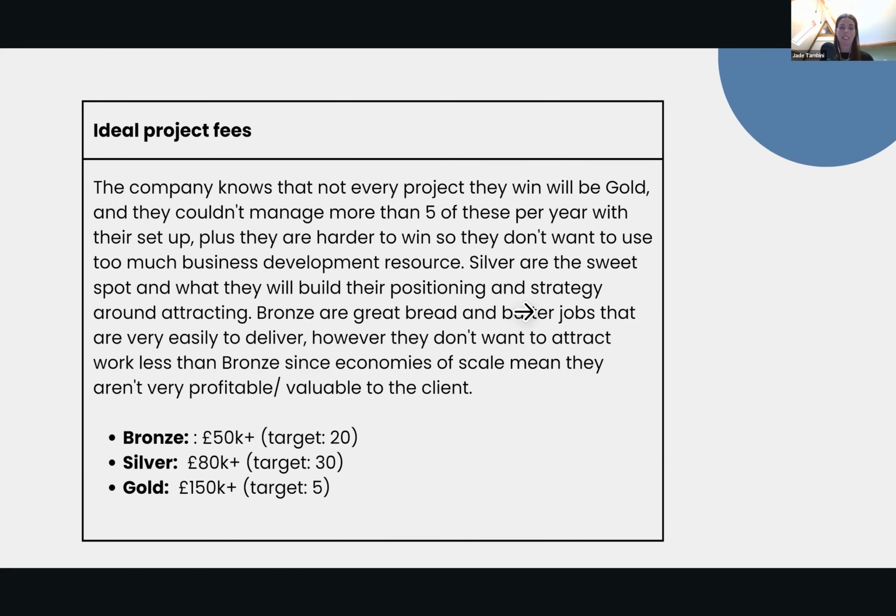But you'll learn from that data and go, oh, maybe it is that bronze are better for us because they are easier to win and they're a doddle for our team. And let's try and upsell some of those to silver this year because we showed them return.